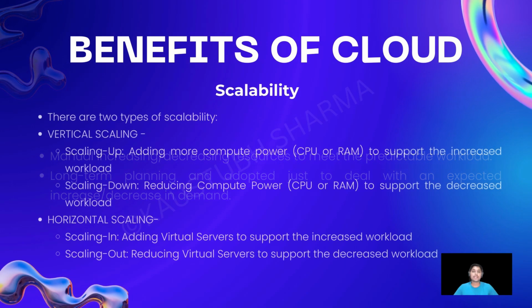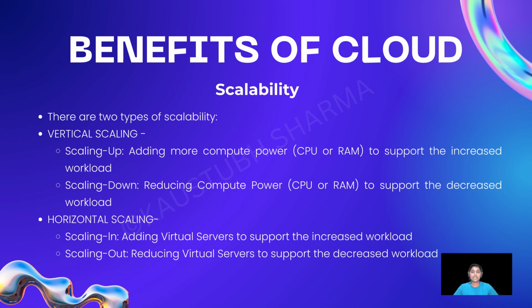Scalability can be categorized into two types: vertical scaling and horizontal scaling, where both can be categorized further. Vertical scaling can be of two types. When you have to add more computing power, that is CPU or RAM, to support the increased workload, it is known as scaling up. While when you are reducing the power, it is called scaling down. So next time your manager says to scale down or scale up, you know what they mean.